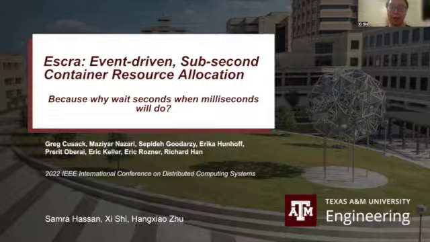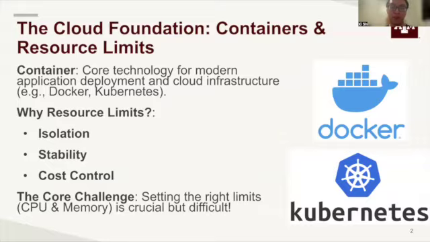Let's start from the background. We use containers like Docker and Kubernetes a lot today. This helps run apps in the cloud. Many containers run on one server. We need to set resource limits for containers. These are mainly CPU and memory limits. Limits create a boundary for each app. This stops apps from interfering with each other.